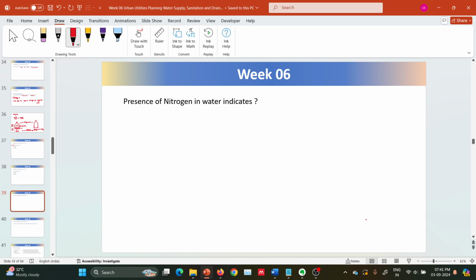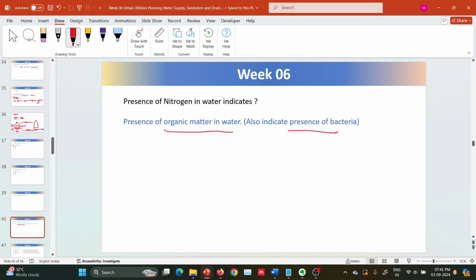Presence of nitrogen in water indicates organic matter in water and also indicates the presence of bacteria.